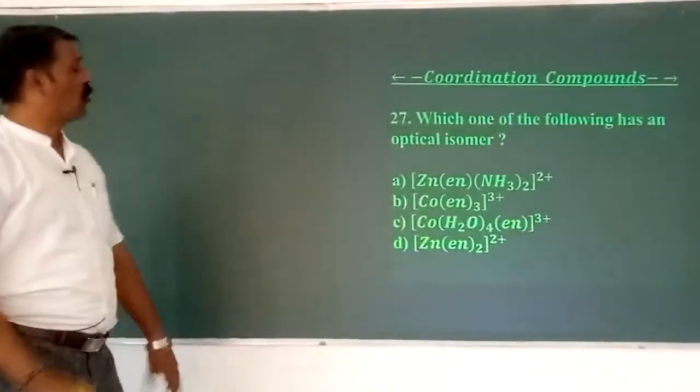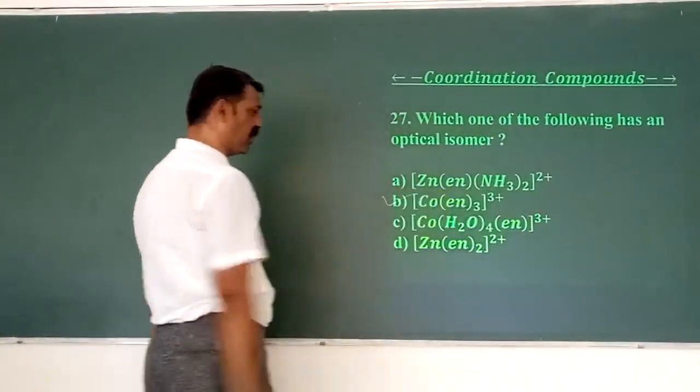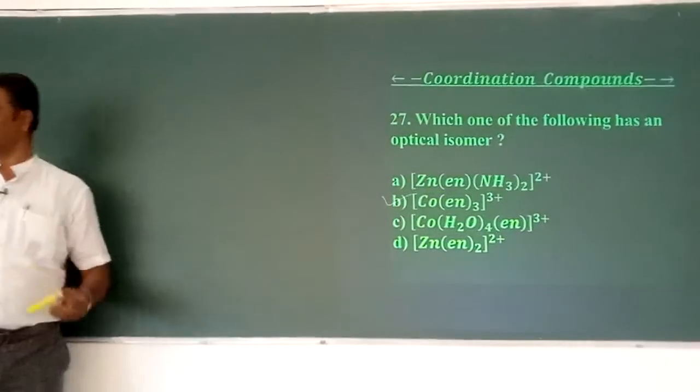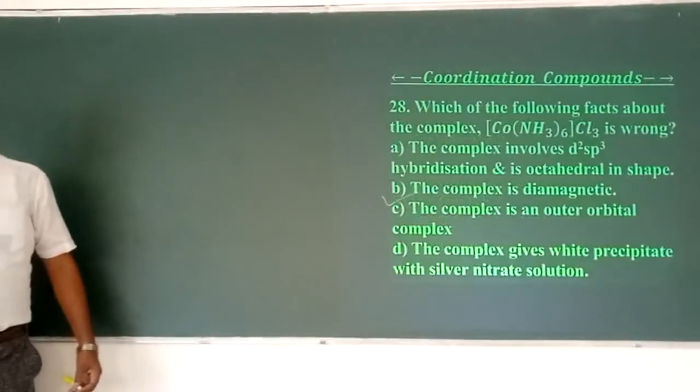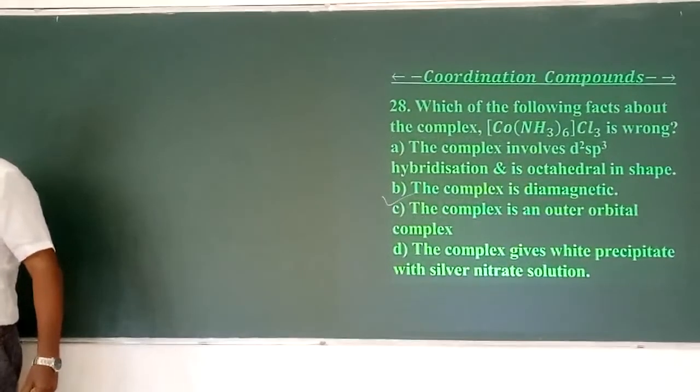Which one of the following has an optical isomer? Again the same thing. Directly, en alone is not possible. Tris-en is possible, but not this and this. So 27 is B. Let's move to the 28th here.